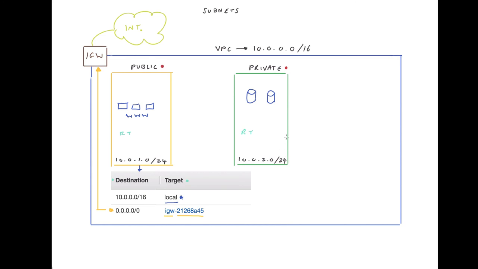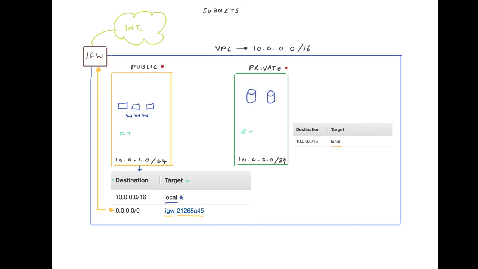Now, if we compare the route table of the private subnet, we can see that it only has this local route. So it has no route to the internet gateway. It's not aware that an internet gateway even exists. So it has no route out to the public internet. So this is considered a private subnet.